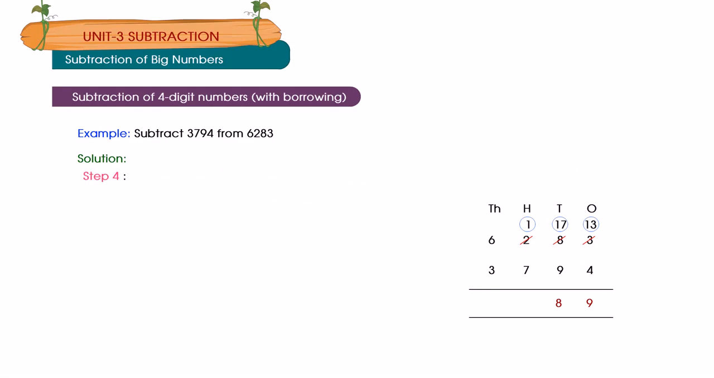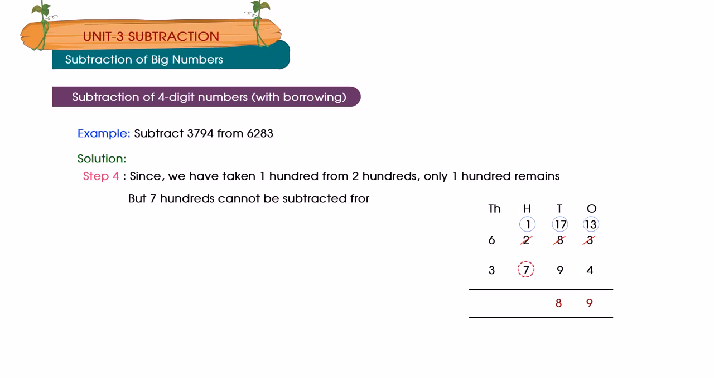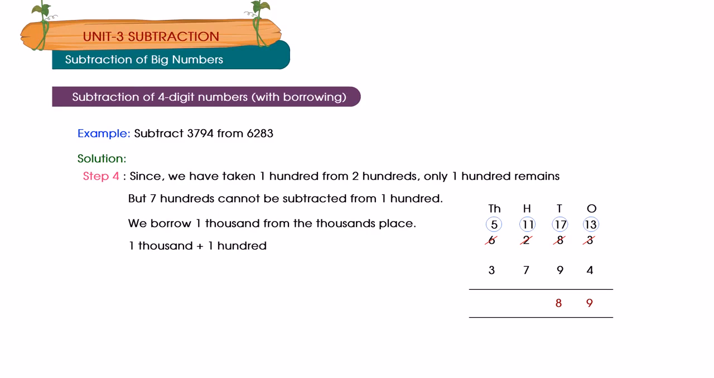Step 4. Since we have taken 100 from 200, only 100 remains. But 700 cannot be subtracted from 100. We borrow 1000 from the thousands place. 1000 plus 100 is equal to 10 plus 1 is equal to 1100. Now 11 minus 7 is equal to 400. Write 4 under the hundreds column.